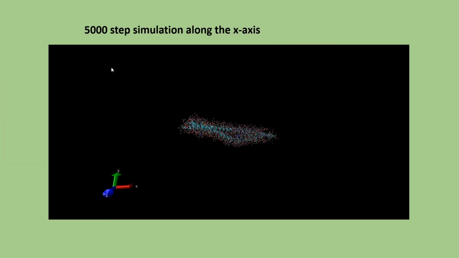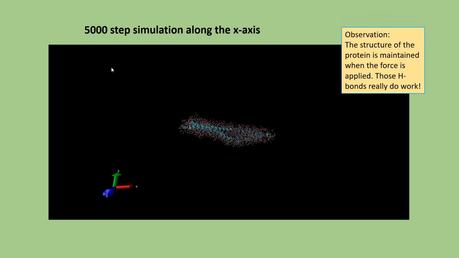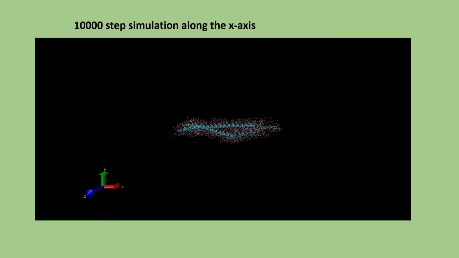Now this is the 5,000 step simulation along the x-axis. You can see that the structure of the protein is maintained once the force is applied. So these hydrogen bonds really do work. They keep the structure together. They provide structural integrity. Now this is just the same as the one before, but it's a simulation with 10,000 steps instead.